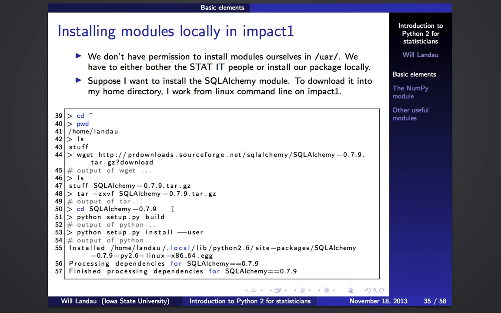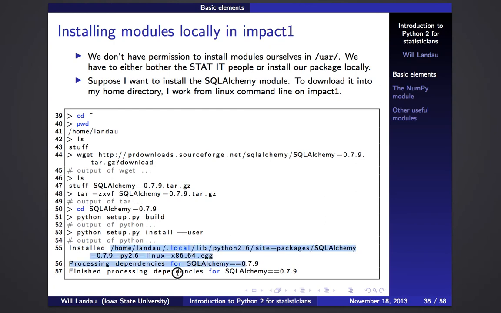And I'm not going to go through all of this here. You can read about this on your own. But the main thing to take away from here is when you do your python setup.py install within the directory of the source files for the module, you need this user flag to make sure that you're installing the package locally. And also you want to make sure that you know where this is installed.